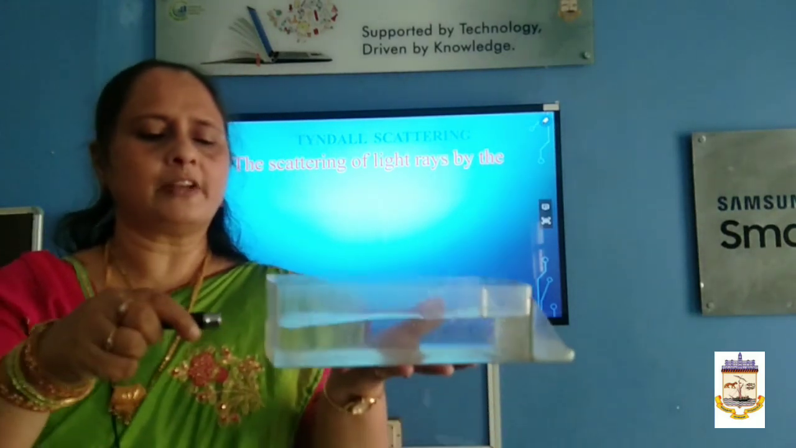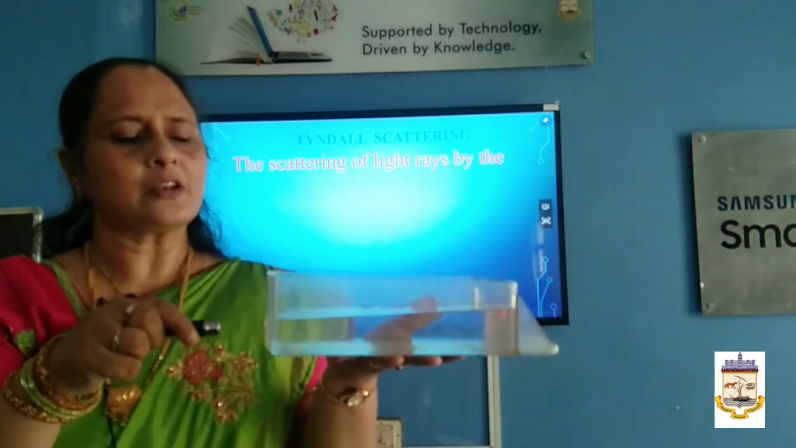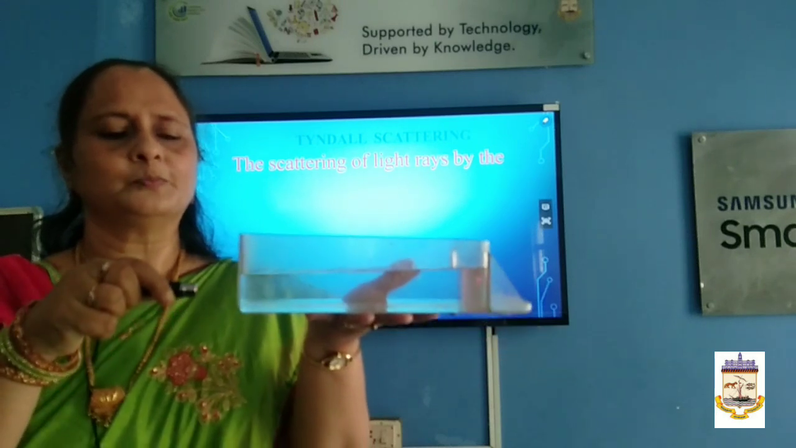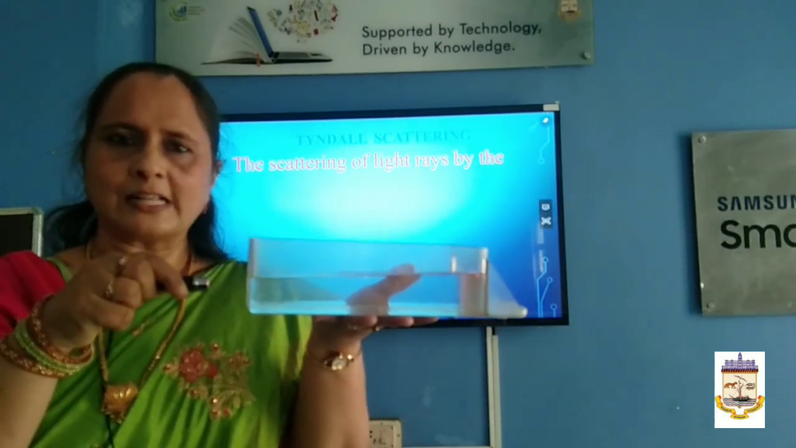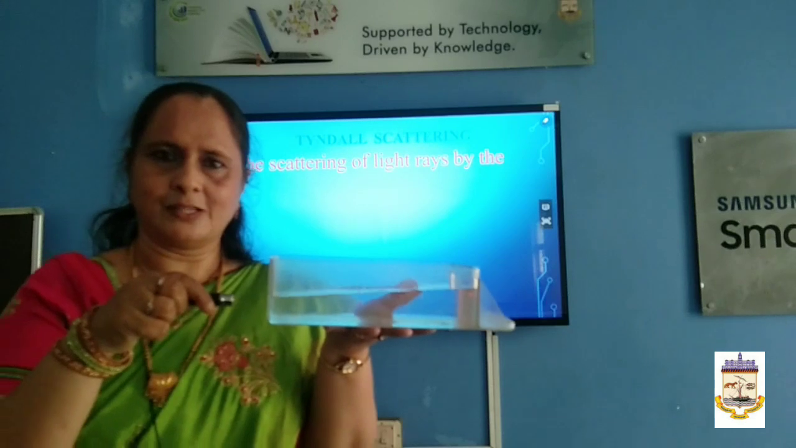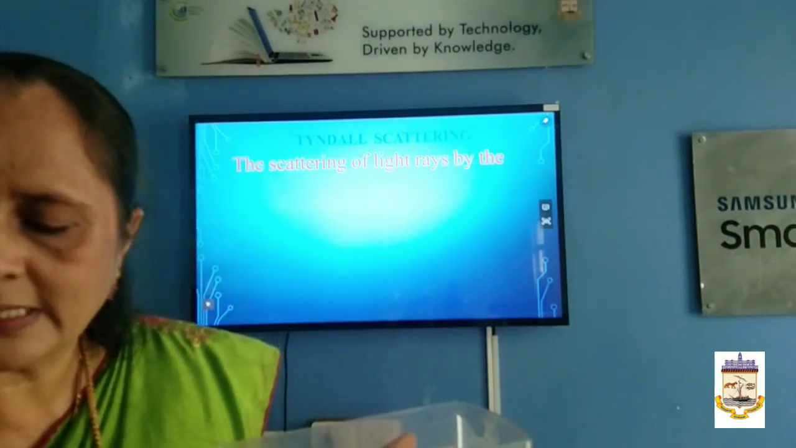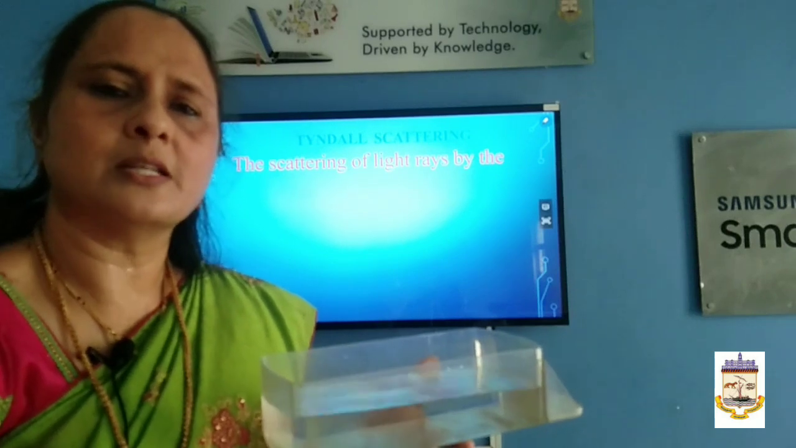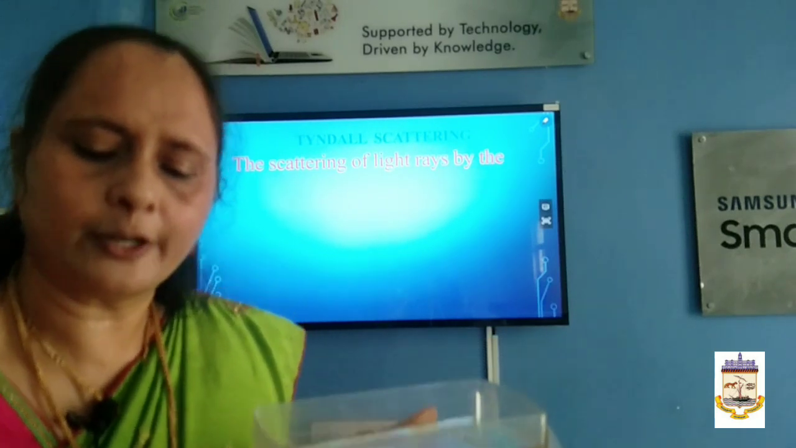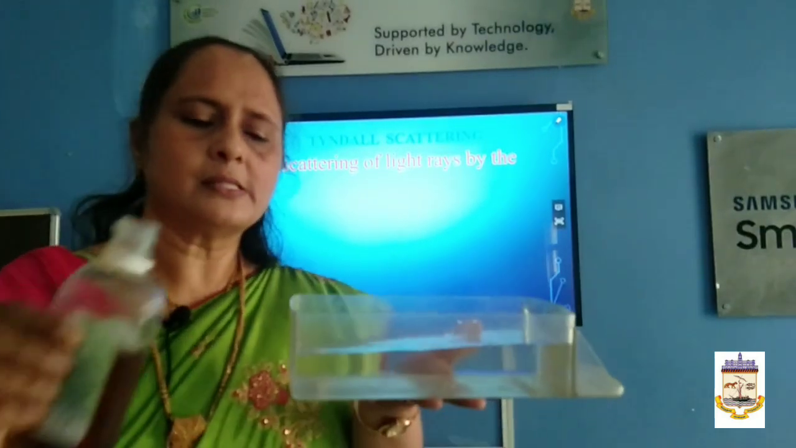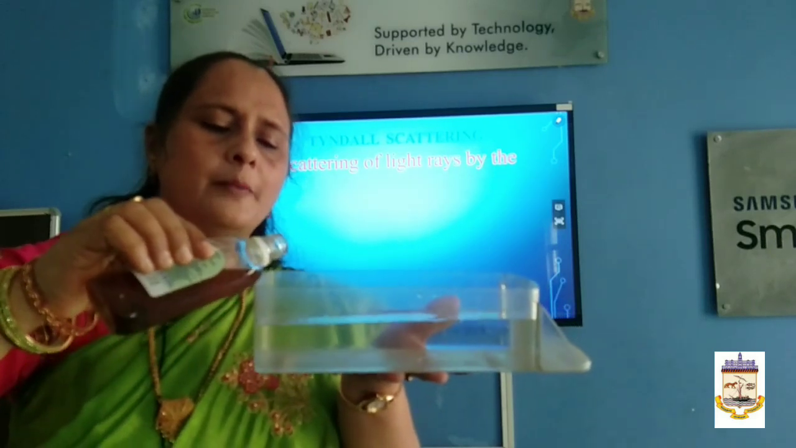Can you see the path of light here, children? Can you see a path of light here? No? You can't see the path of light. Now, what I am going to do is add a little Dettol to it. See here, a little Dettol I am going to add.